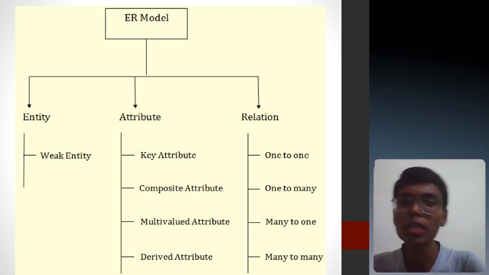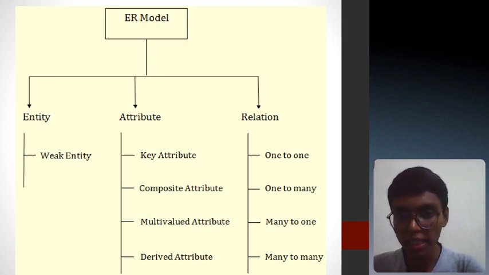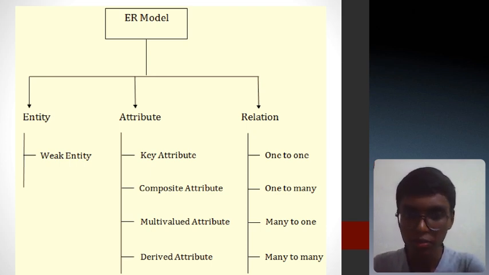So here is the flowchart of ER models. In ER models, we are going to study entity, attributes, and relation. In entity, there is the weak entity. In attributes, there are key attributes, composite attributes, multivalued attributes, and derived attributes. In relation, there are four types. First one is one to one relation, second is one to many relation, third one is many to one relation, and fourth one is many to many relation.